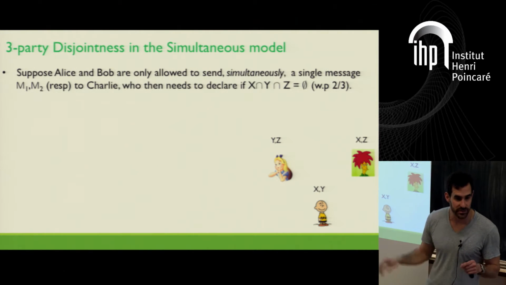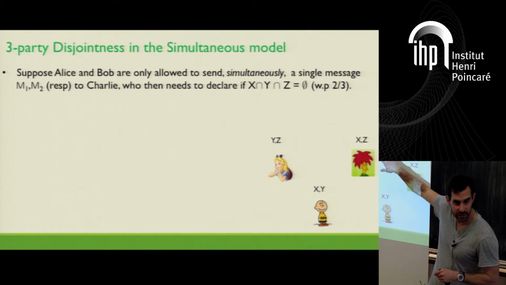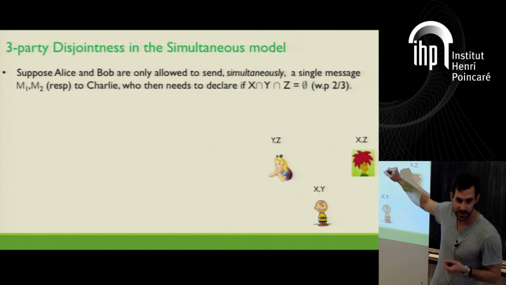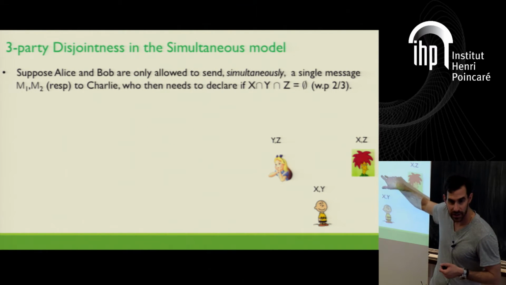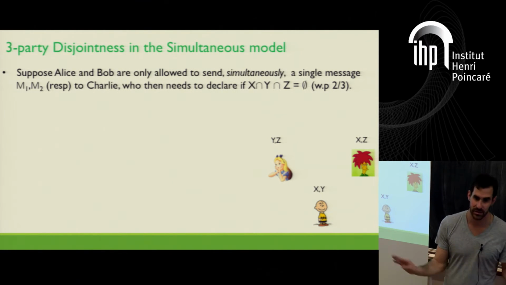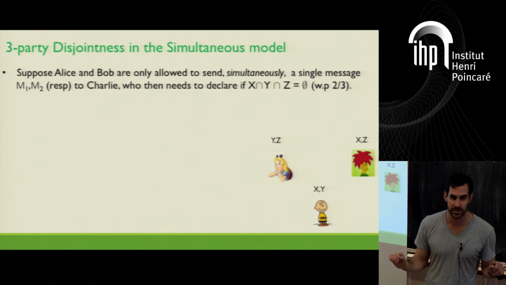And that's it. Once they're not allowed to communicate, they can correlate their strategy in some weird way, but they're allowed to send the message, and then the protocol is over. Charlie has to declare and he has to be correct with probability 2/3 or so. Is that clear?